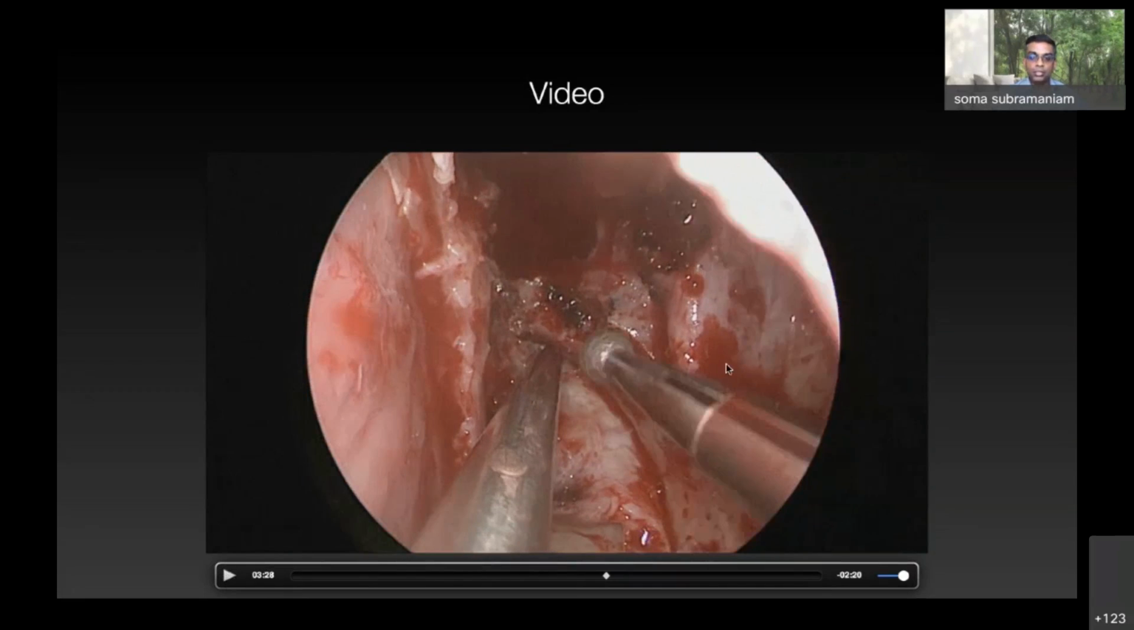So the other thing I did not mention to you all is that the only thing that will hold you back right now is actually the descending palatine artery. And be very careful of this artery. If you injure it, you'll have massive bleeding. So you want to protect that as much as you can.